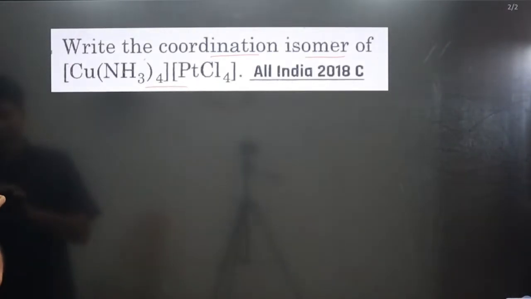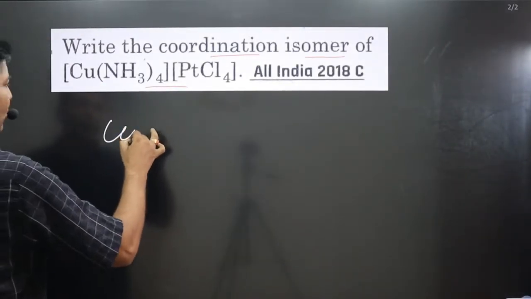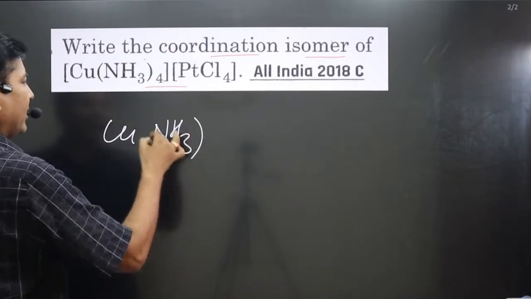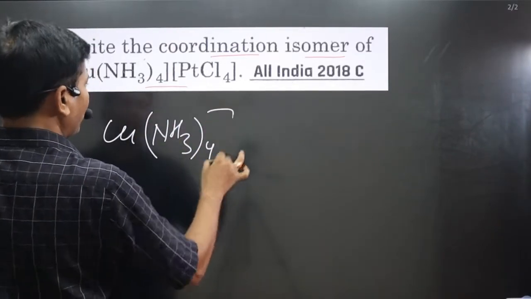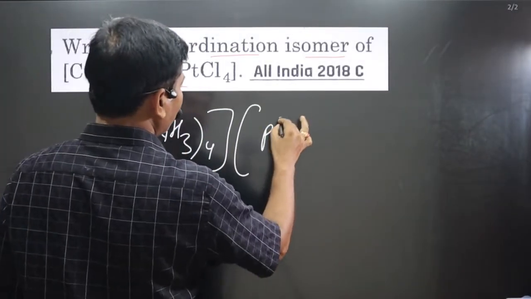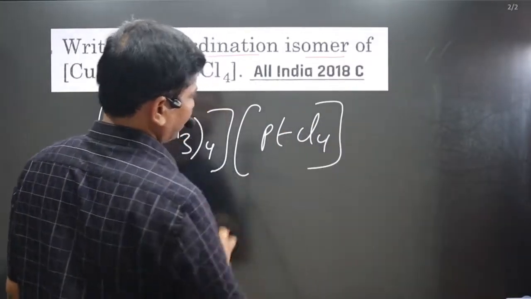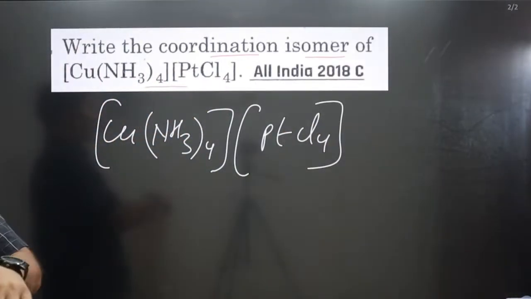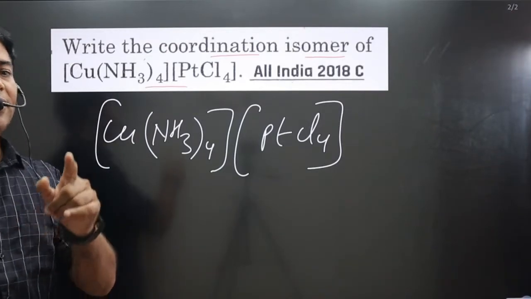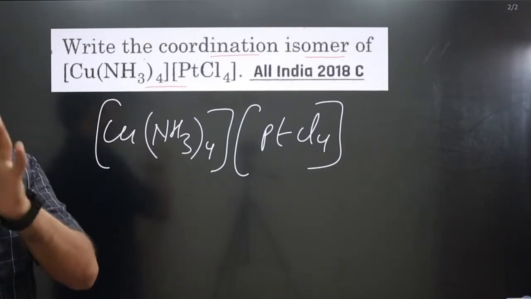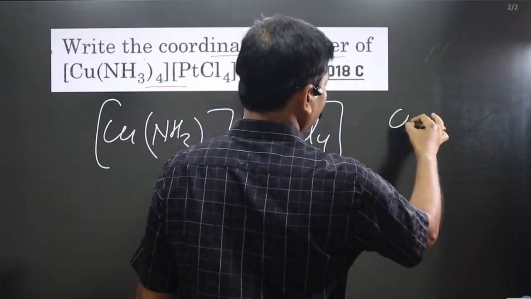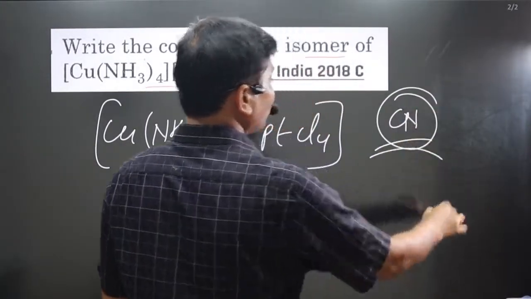If you look at the complex, we have Cu and it is NH3. In this case, the ligand is ammonia. And in case of platinum, what is the ligand? Cl4 is there. And when we carry out interchange, the coordination number of the central metal atom must remain the same. Keep in mind, coordination number should not change.